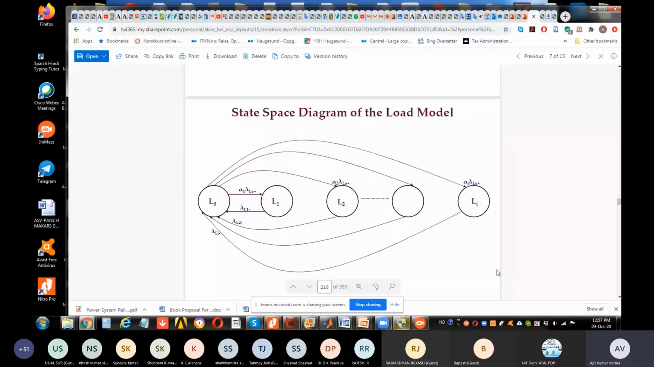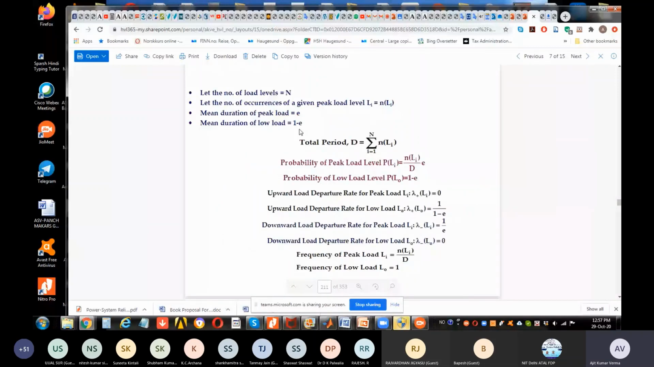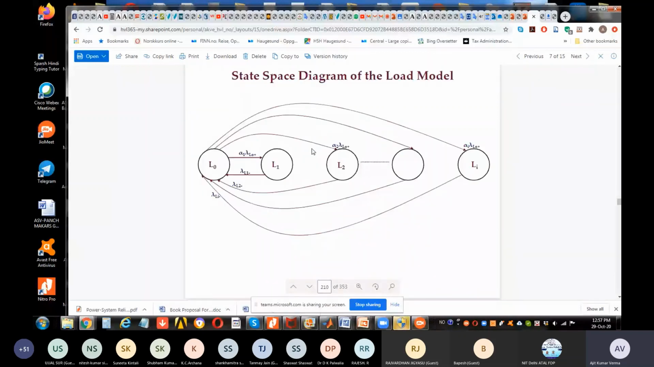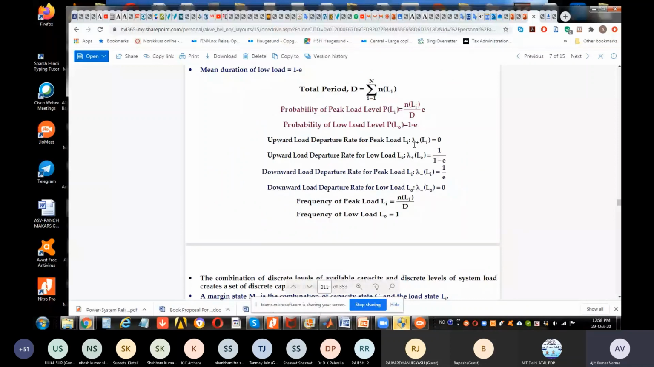Now, these can look quite confusing, but as in the previous case, don't get bogged down by it. What is important here is to know that there is no upward load departure rate from the low load level. There is no upward departure rate from the high load level. So if you are looking from peak load, there is no further higher load. From this, there is no higher load. From this, there is no transition to another higher load. So these transition rates, what we are mentioning is from peak load, forward transition, higher transition is not there. To the lower one, it is there.